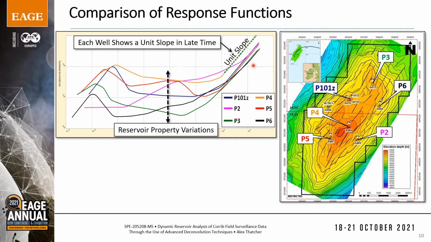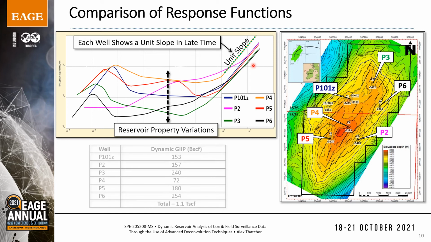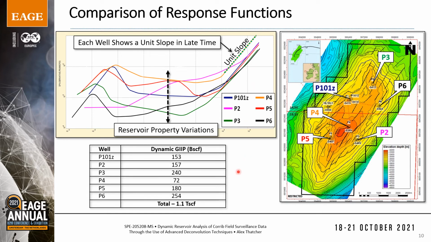We also observed that each well has developed its own unit slope, meaning the limits of the Corrib reservoir have been collectively sensed by the 6 wells and are all in pseudo-steady state. If we sum up the dynamic GIP within each drainage compartment, we can determine the dynamic GIP of the field connected to the well stock, in this case 1.1 trillion standard cubic feet.